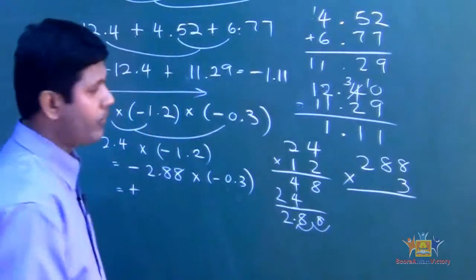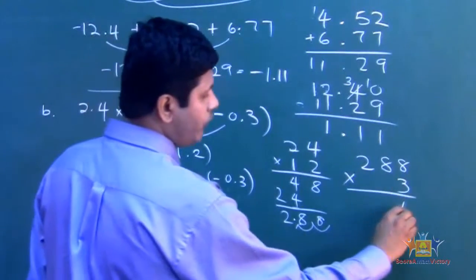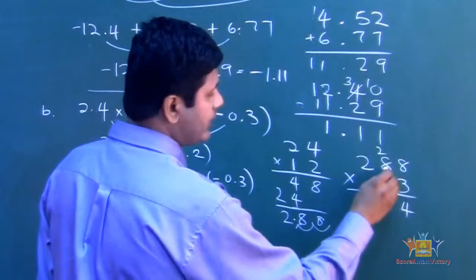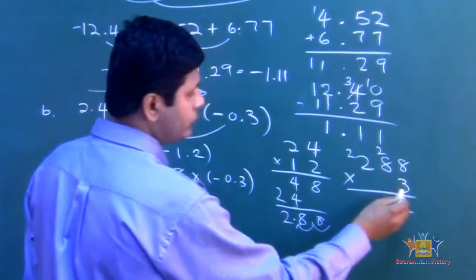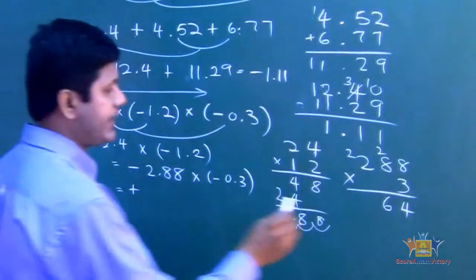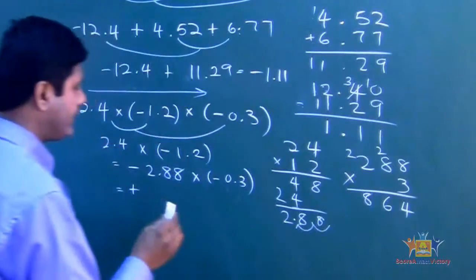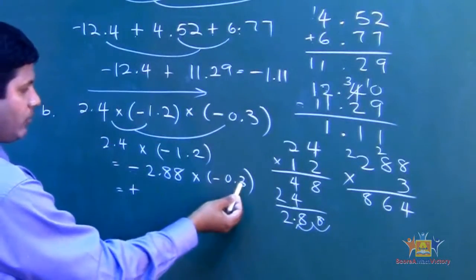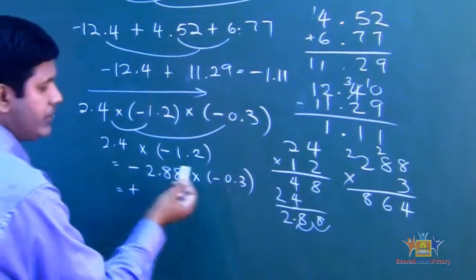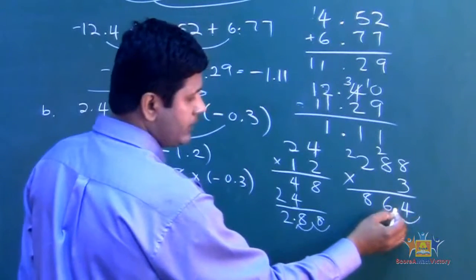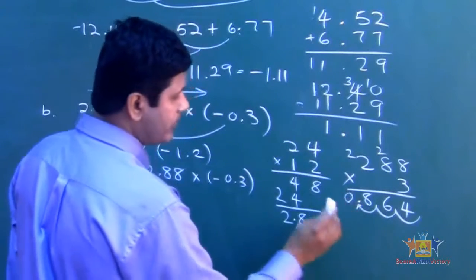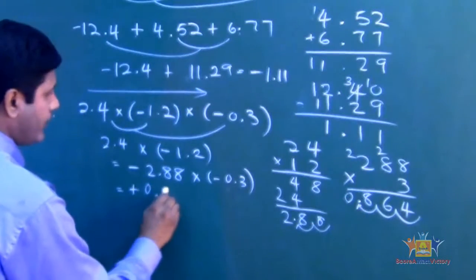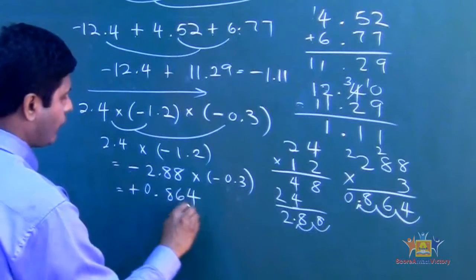Lining them up, very important. 3 times 8 is 24, 4 carry 2, 3 times 8 is 24, plus 2 is 26, carry 2, 3 times 2 is 6, plus 2 is 8. Now bring the decimal back. How many numbers behind the decimal? 1, 2, 3. Right here, 1, 2, 3. Put the decimal right there. That means you put a 0. So it becomes 0.864.